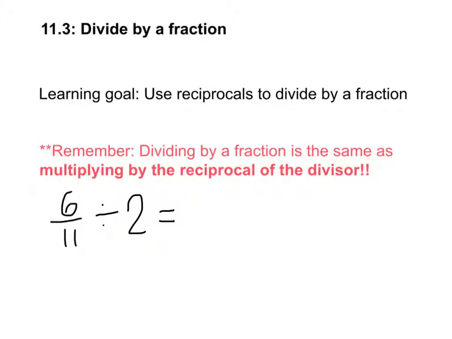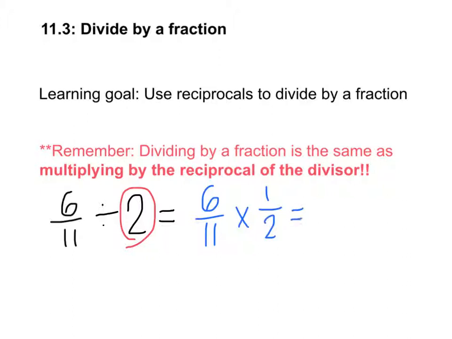We know that dividing is the same as multiplying by the reciprocal of the divisor. So what's the divisor in this case? What number is my divisor? Is it 6/11ths or is it 2? Riley? 2. Okay, 2 is my divisor. And what is the reciprocal of that divisor? Arjun? 1/2. So I know that 6/11ths divided by 2 is the same thing as 6/11ths times 1/2.